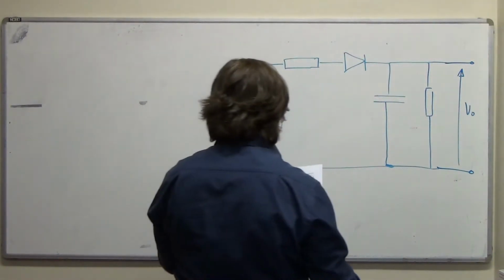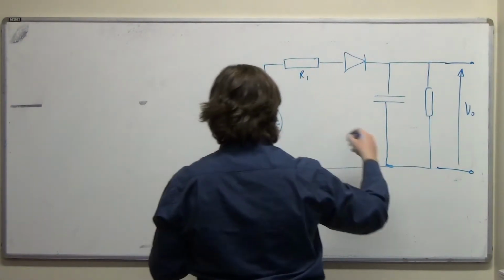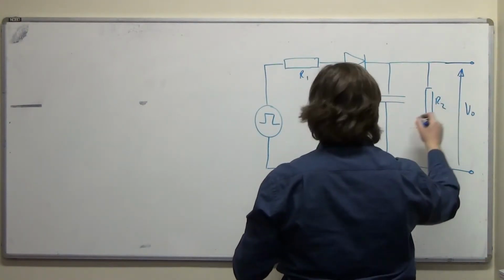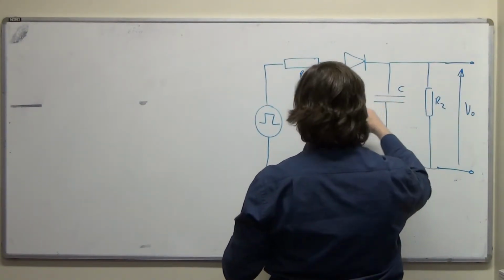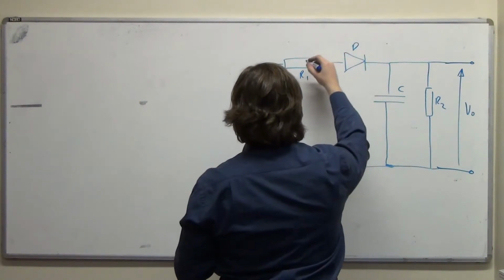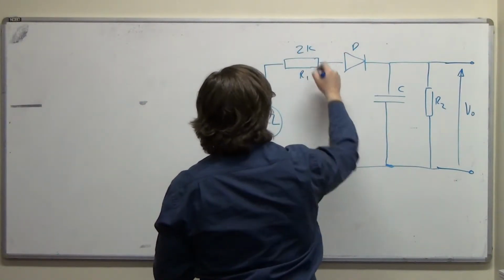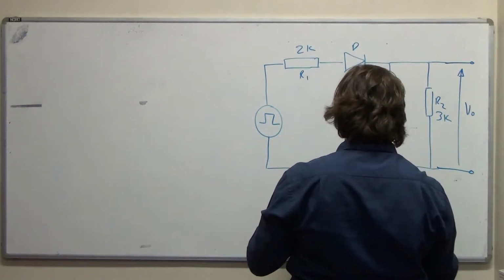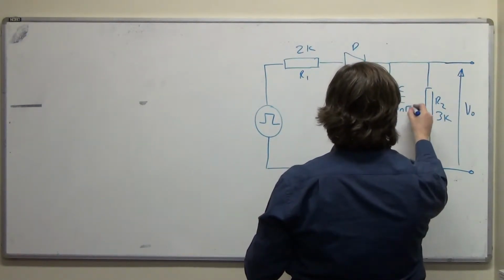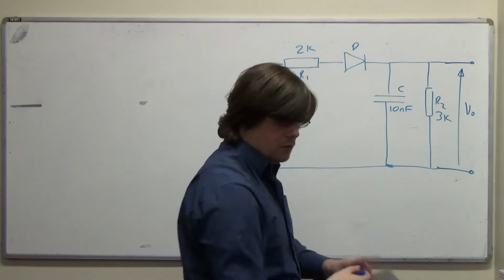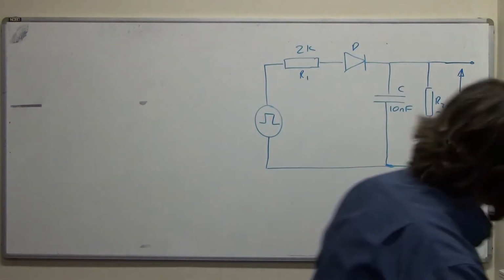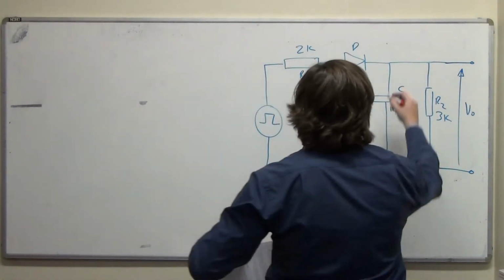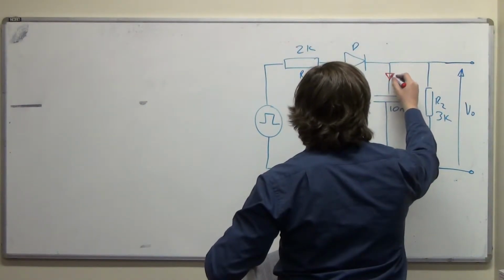Alrighty, and this is R1, and this is R2, and this is C, and this is D. R1 is 2K, and R2 is 3K, and C is 10 nanofarads. And we'll draw IC as flowing into the capacitor.